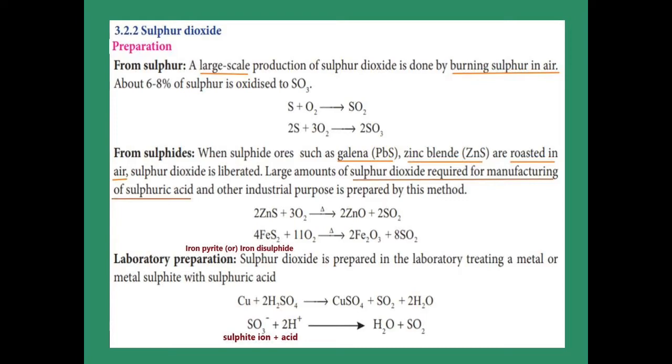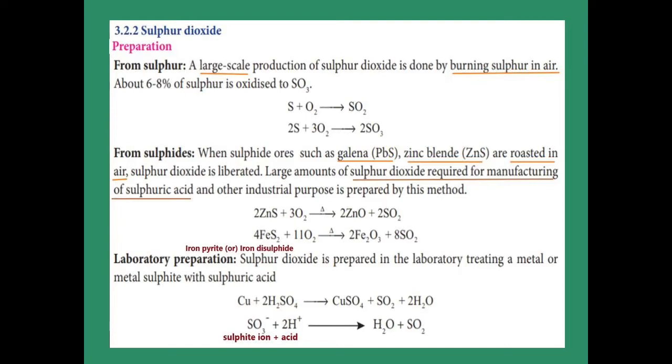Preparation of sulfur dioxide. First, preparation from sulfur. It is a large scale production. The sulfur on burning with oxygen gives sulfur dioxide, but 6 to 8% of sulfur oxidizes to give sulfur trioxide, but most of the percentage we are getting as sulfur dioxide.